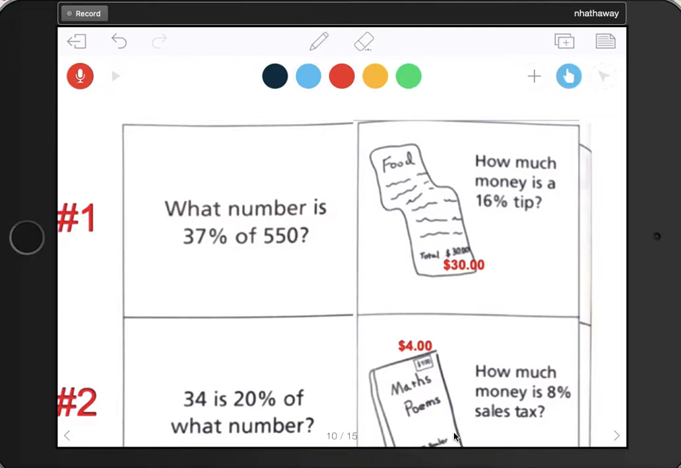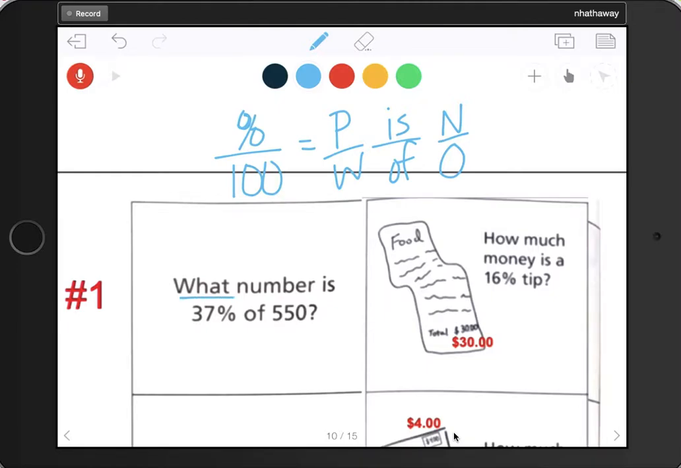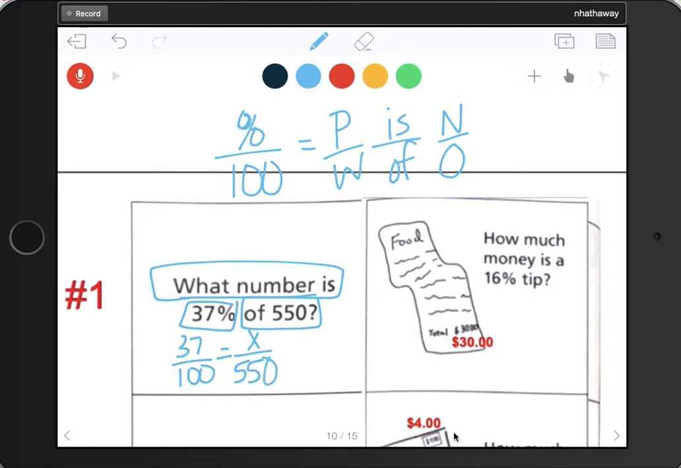Before we begin, I want to remind ourselves what that proportion is that we used to solve any percent problem. We do percent over 100 equals part over whole, or is over of, or we added in new over original. So let's look at this. What number is, so that's our is, 37% of 550. We know 37 is our percent because it has a percent symbol. What number is, we don't know that, so we put an X. Of 550, 550 is our of, it goes on the bottom.